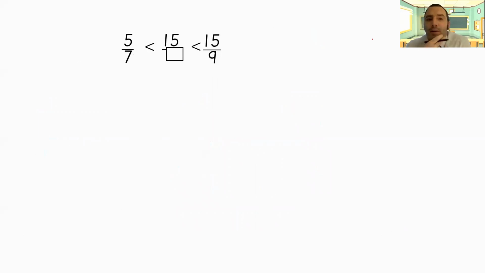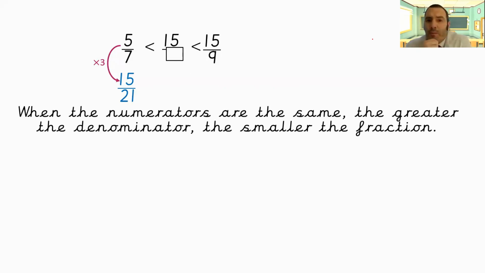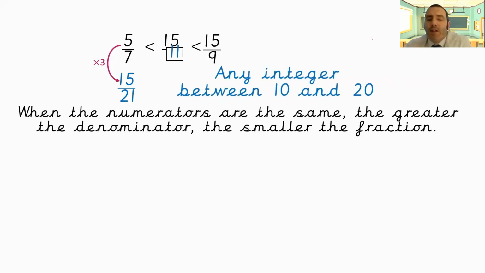So this one here, 5/7 is less than 15 somethings is less than 15/9. So 5 times 3 makes 15. So I've got 15 over 21. So that means we know when the numerators are the same, the greater the denominator, the smaller the fraction. So any integer, so any whole number between 10 and 20 will work. So I've gone for 11 for this one.